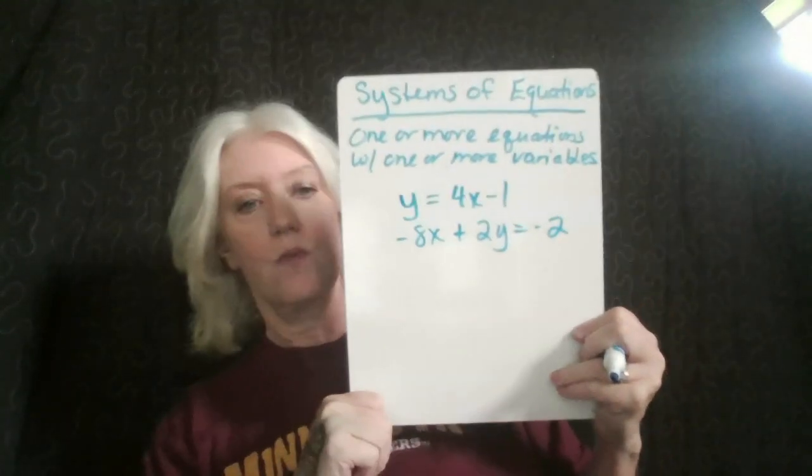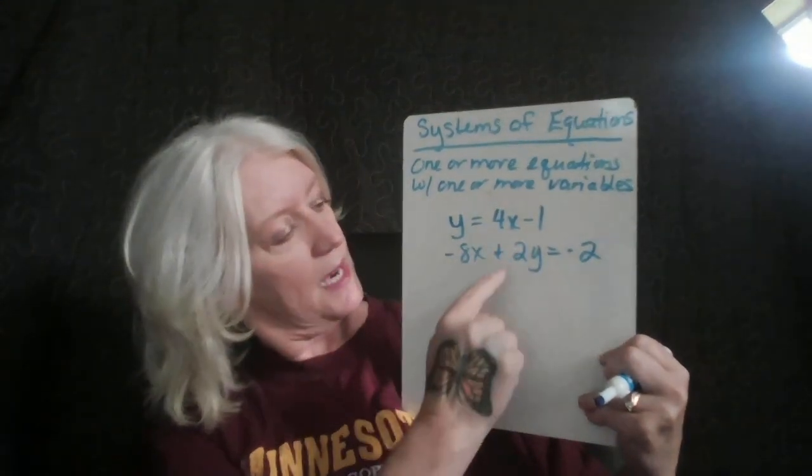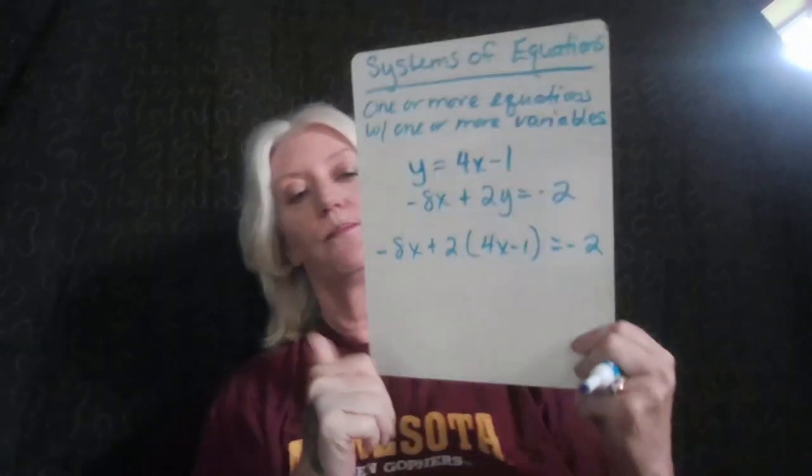Okay, now what happens if you have something like this? Sorry. We're going to try y equals 4x minus 1 and negative 8x plus 2y equals negative 2. Okay, we're going to do substitution because this one is in terms of a variable. So we're going to replace 4x minus 1 right in here where y is. Okay, we're going to get negative 8x plus 2 times the y value of 4x minus 1 equals negative 2.